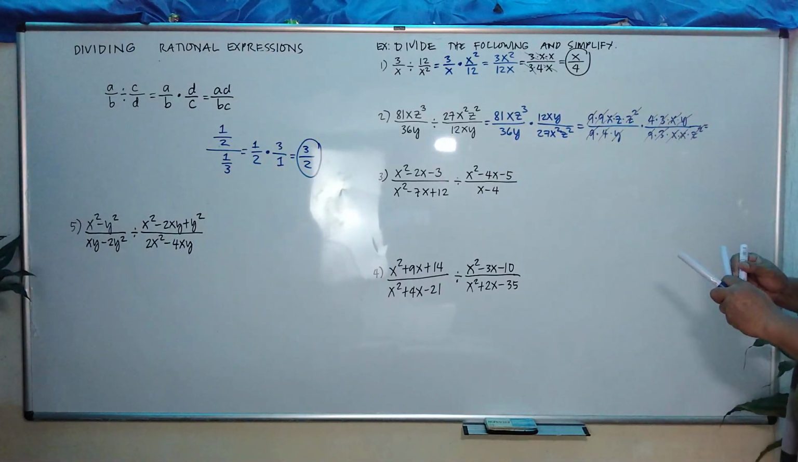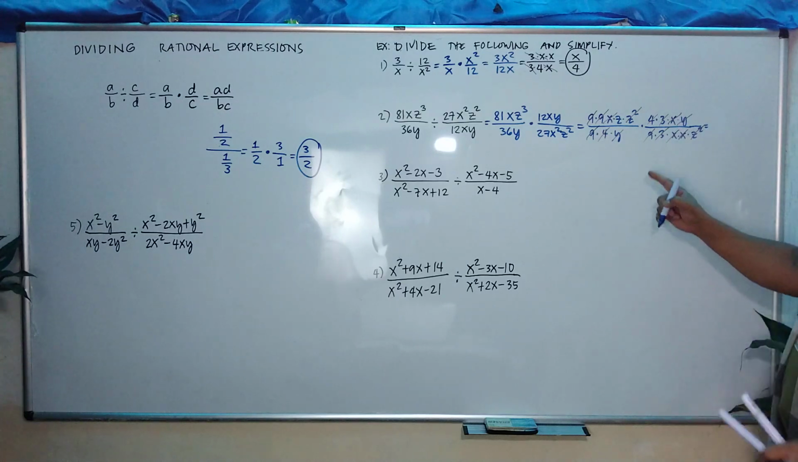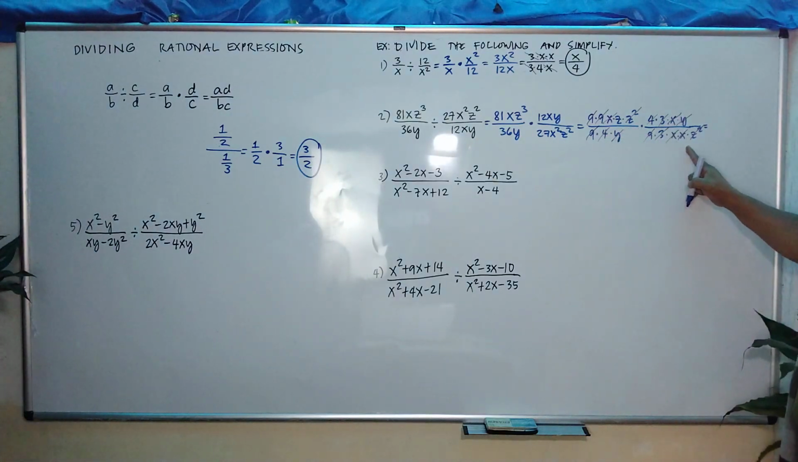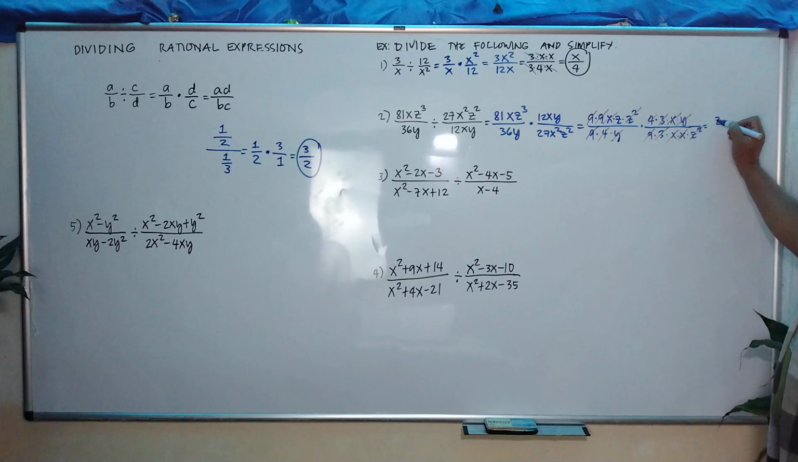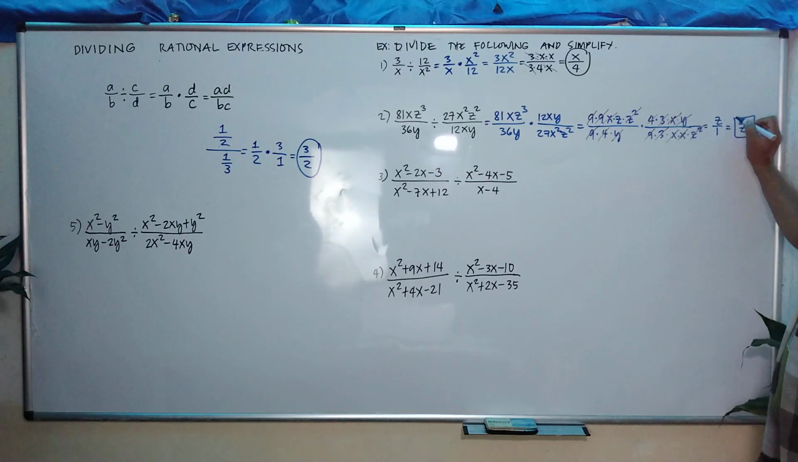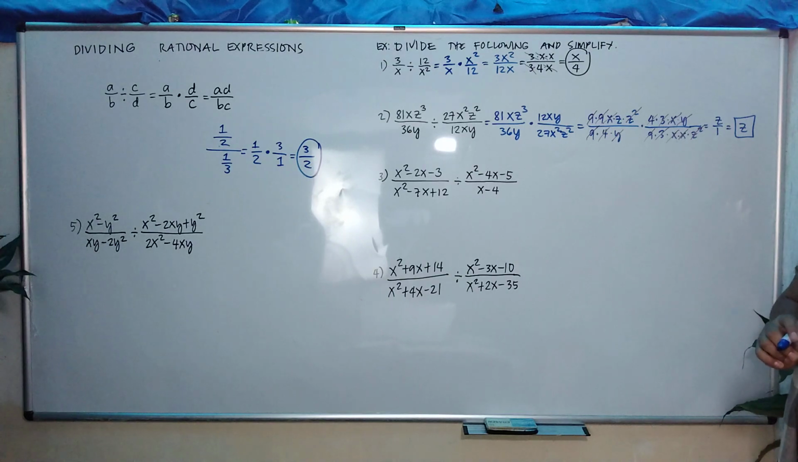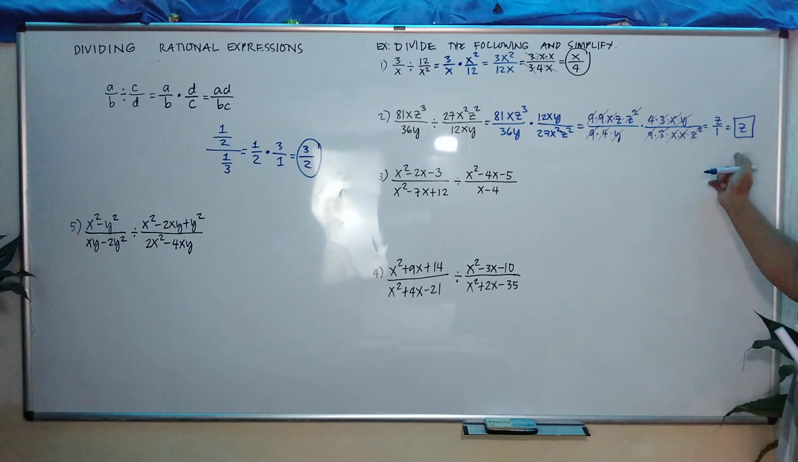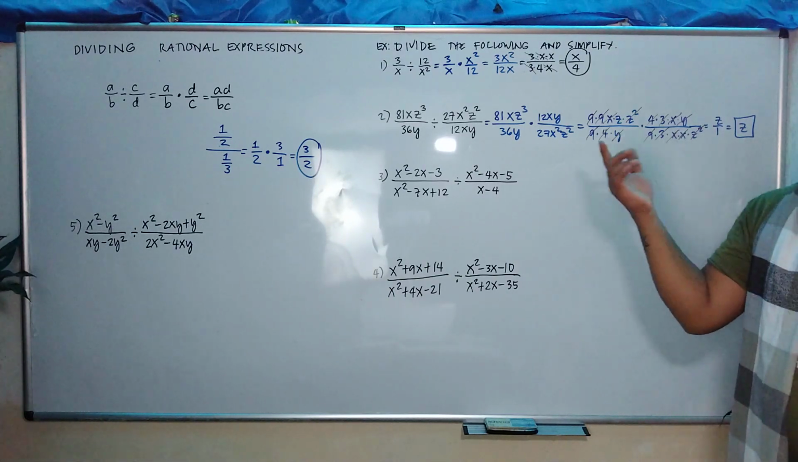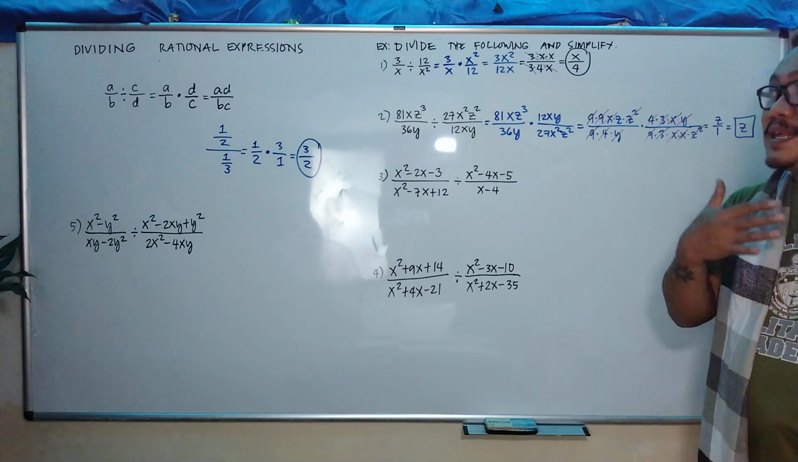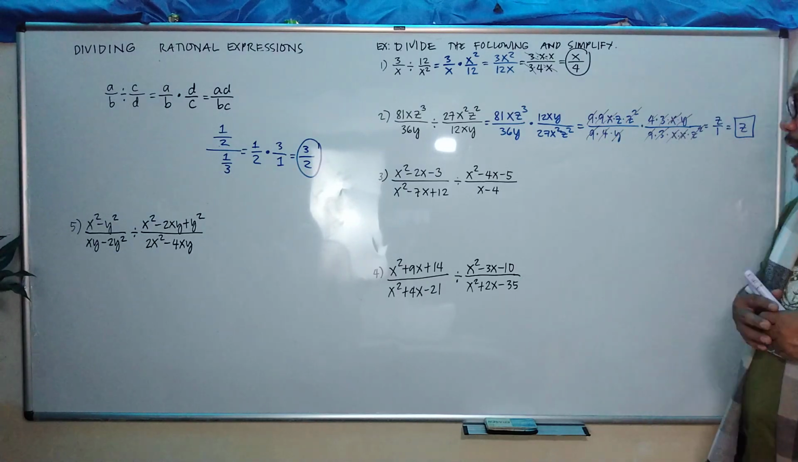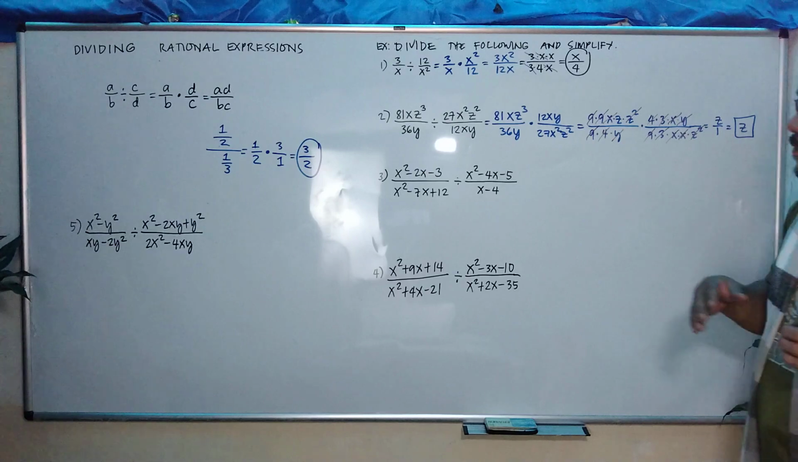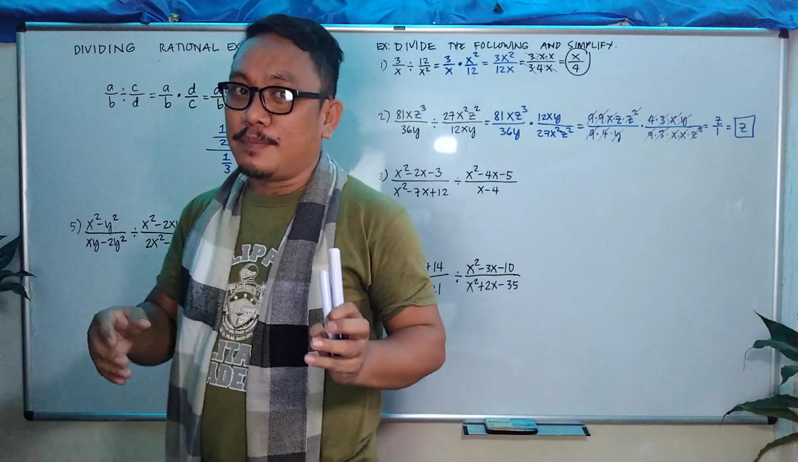So what is left, class? What is left at the bottom? Nothing. So you have z over 1 and that is equal to z. So z is the answer, right? I hope you enjoyed answering an example like this. Let's move on to example number 3.